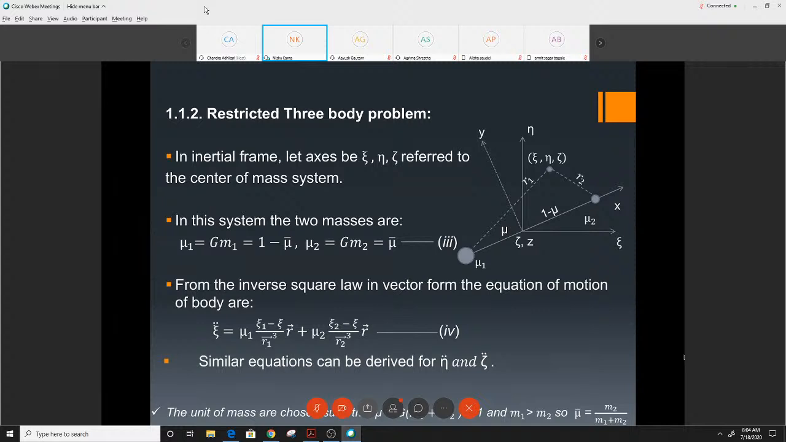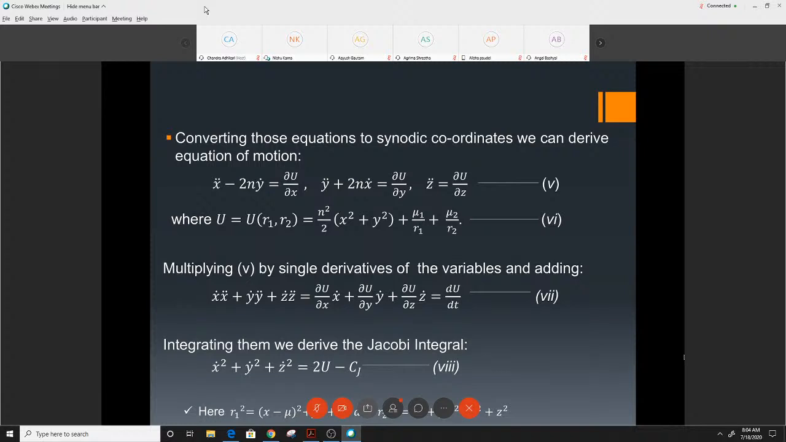We can find the equation of motion of this third body by using the inverse square law and the reduced mass of the two bigger bodies. Equation 5 here is nothing but the conversion of the equation of motion into synodic coordinates, and U here is the scalar function of the equation of motion.